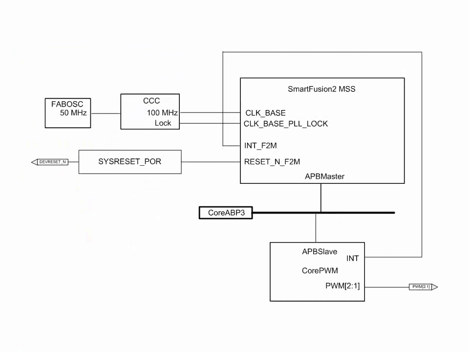This is a block diagram of the tutorial design. This design includes the SmartFusion2 microcontroller subsystem and a PWM fabric peripheral, core PWM. The clock is provided by one of the SmartFusion2 fabric PLLs. The reference clock for the PLL is the SmartFusion2 50 MHz RC oscillator. The fabric PWM will be used to drive an LED on the target board. This design was implemented using the Microsemi System Builder tool.